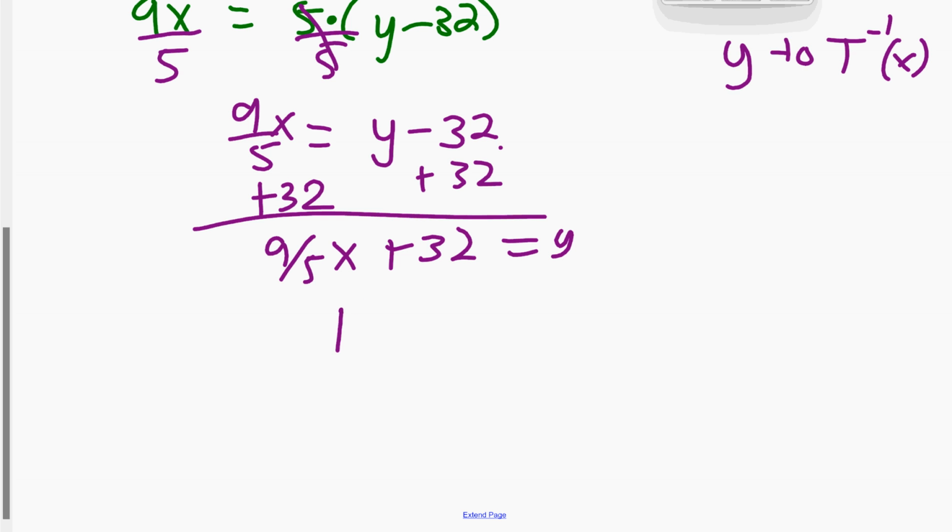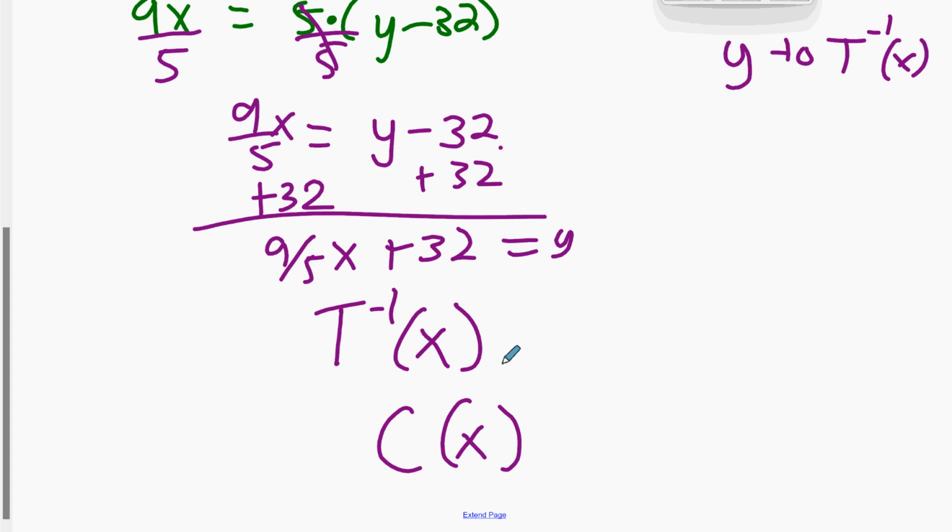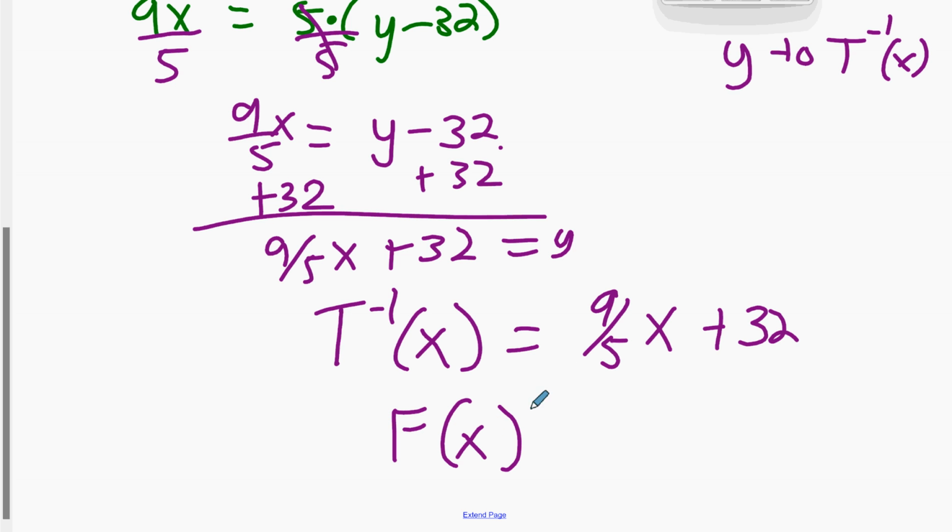Okay, so to find Celsius, t inverse of x, which would be Celsius, right, you could do that, equals, I take my, actually we want Fahrenheit, right, sorry, Fahrenheit, but t inverse. So we take our Celsius degrees, we times it by 9/5, and then we add 32 to it, and that will give us our Fahrenheit. Okay, so that's our inverse equation.